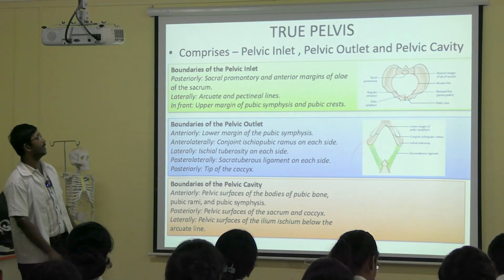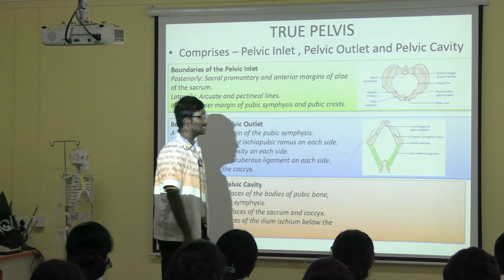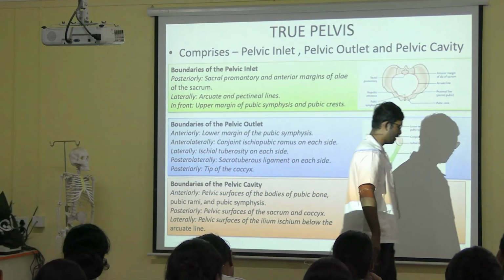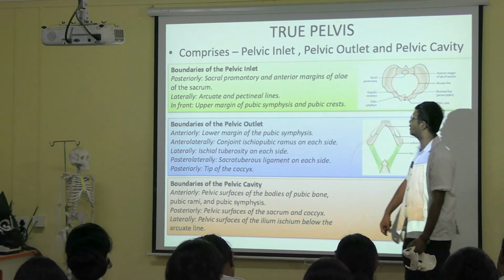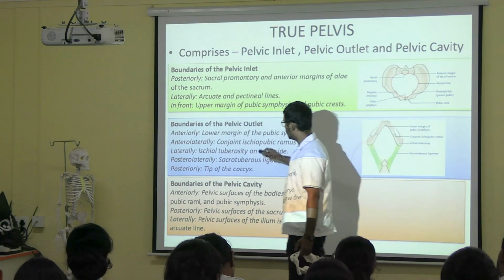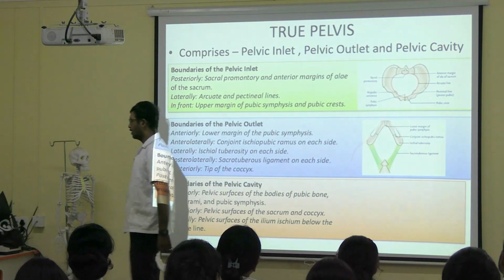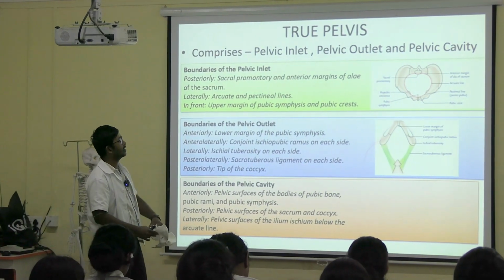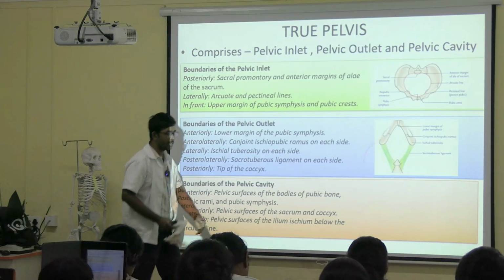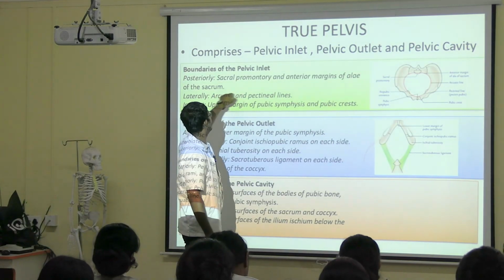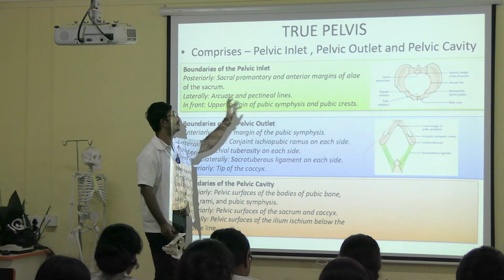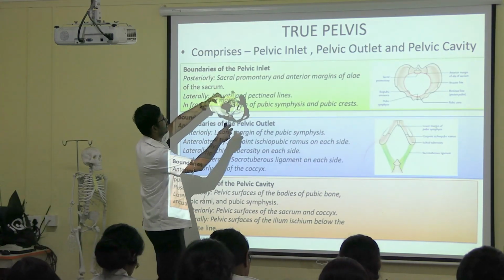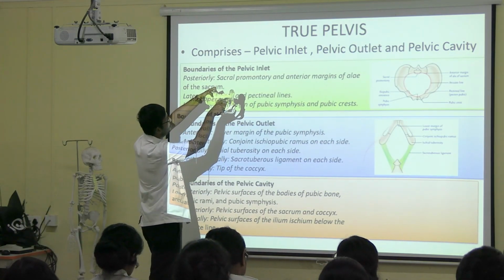Now coming to the true pelvis proper. The true pelvis is the lesser pelvis that is present below the pelvic brim. As I have already mentioned, it is divided into pelvic inlet, pelvic outlet and the pelvic cavity. The pelvic inlet will be present just beneath your pelvic brim, and it will be bounded posteriorly, similar to the pelvic brim, by your sacral promontory and the anterior margins of the ala of the sacrum, that is this part. This is your pelvic inlet.